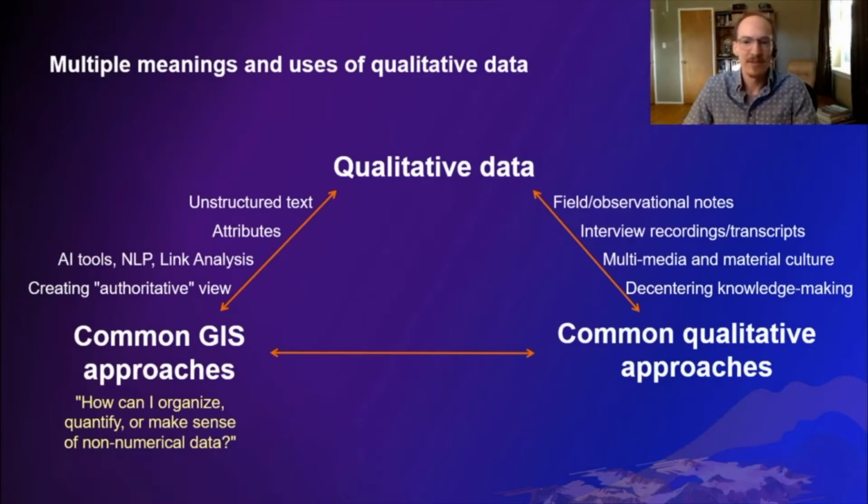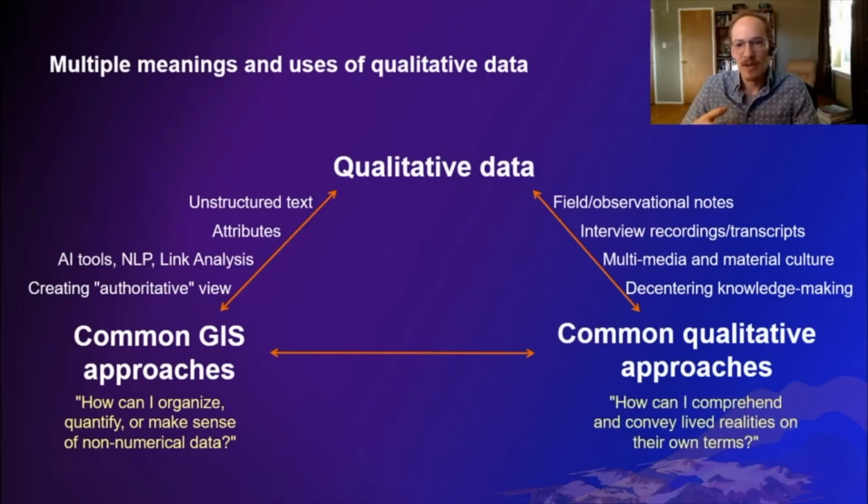In contrast to the single authoritative view that a lot of GIS work aims to create, qualitative researchers are often focused on understanding things from multiple perspectives and understanding people's worlds on their own terms. This means that qualitative researchers often employ participatory methods that enable research participants to become collaborators, who can then create their own data about their lives and better steer research priorities to local concerns. So the underlying question framing how many social researchers encounter qualitative data is often along the lines of, how can I comprehend and convey lived realities on their own terms?